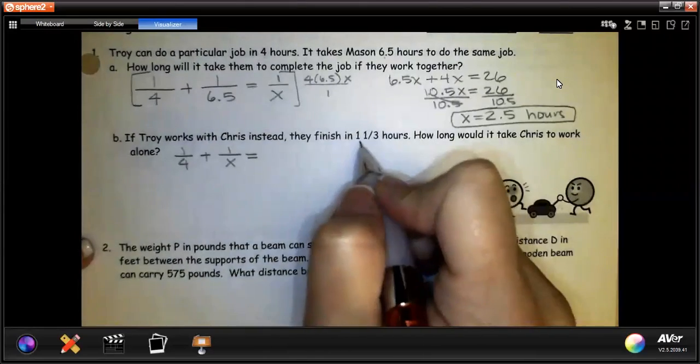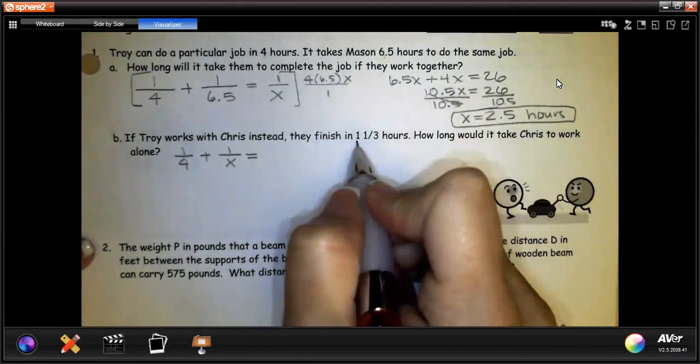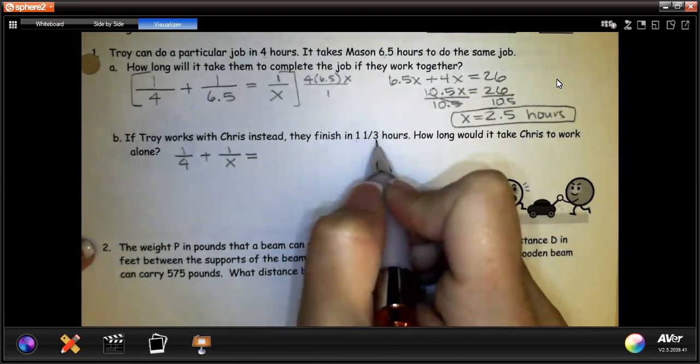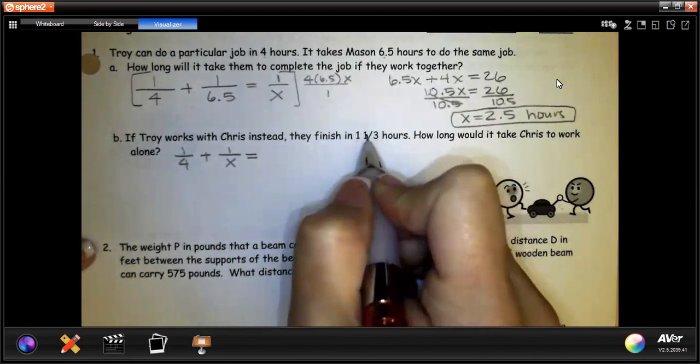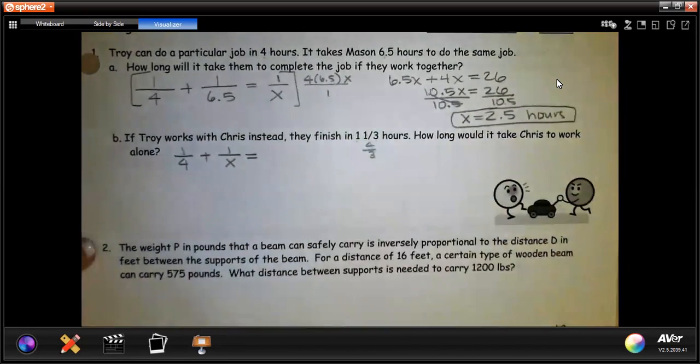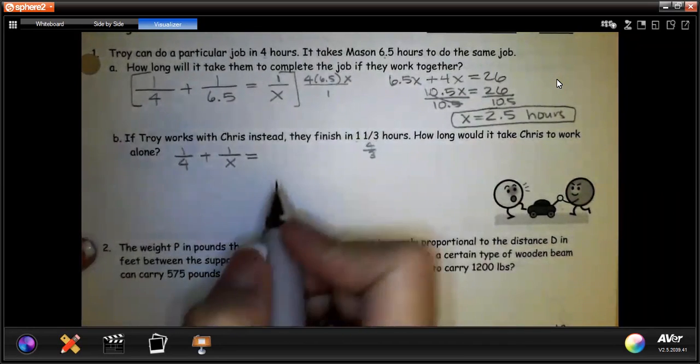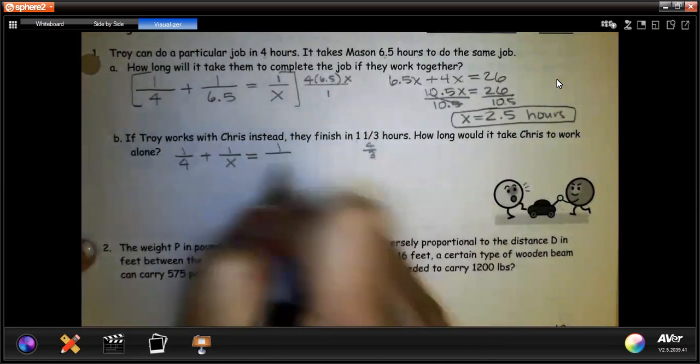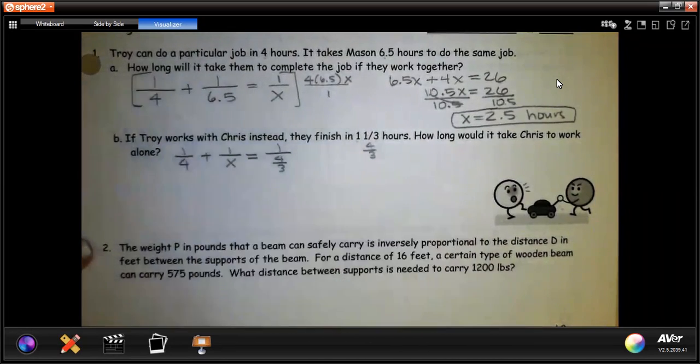And I'm going to go ahead and change this to an improper fraction because it's easier to work with. And when we do that, we multiply the 1 times that denominator of 3, which is 3. And we add the 1 on top, which is 4. So that's 4/3. So I'm going to change it just to make it a little bit easier. Now, our one job, it says they took 4/3 hours. So there is our setup.